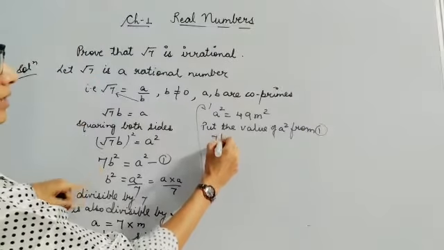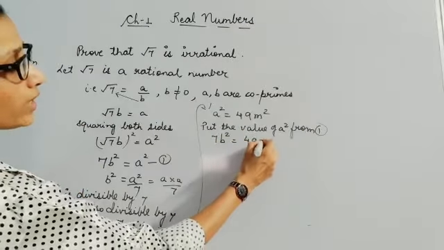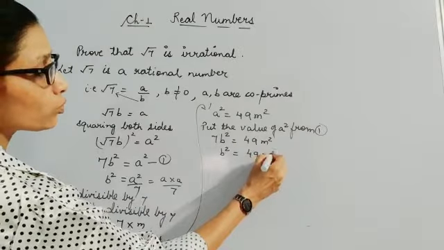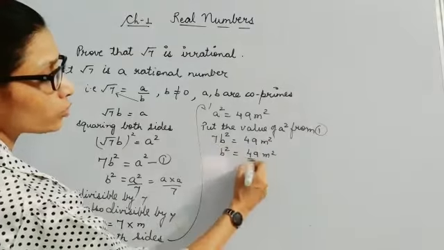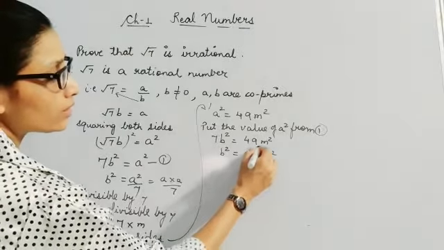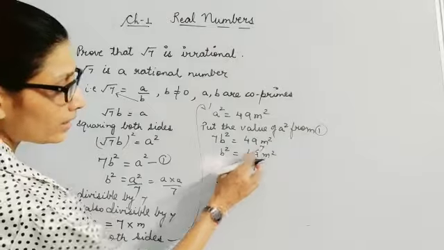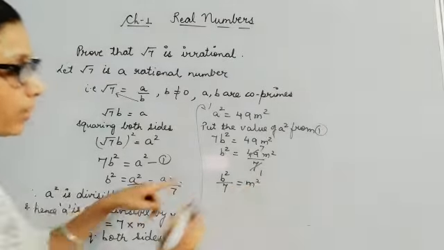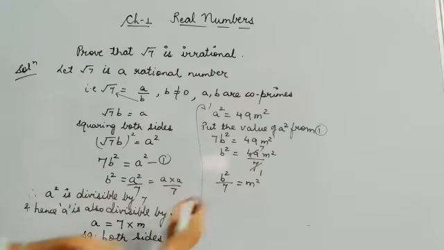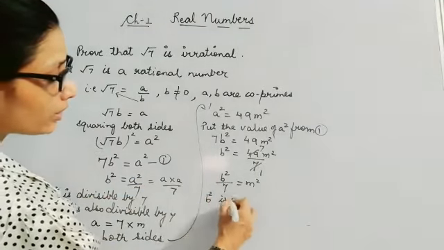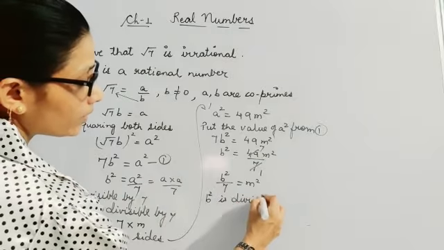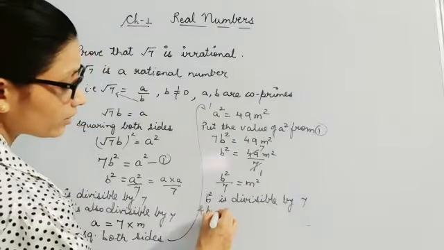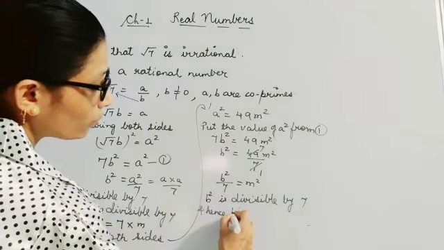So here it will be 7 b square equal to 49 m square, and I can write it as b square equal to 49 m square by 7. This 7 is in multiplication, so it will come down. 7 ones are 7, 7 sevens are 49. That means I can take this 7 down. So it is b square equal to 7 m square. Again I can say over here that b square is divisible by 7, and hence b is also divisible by 7.